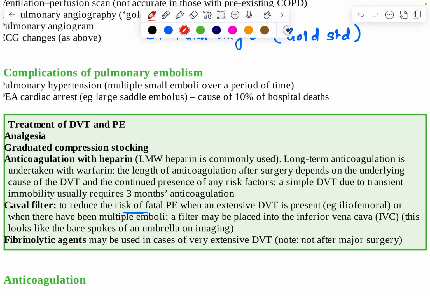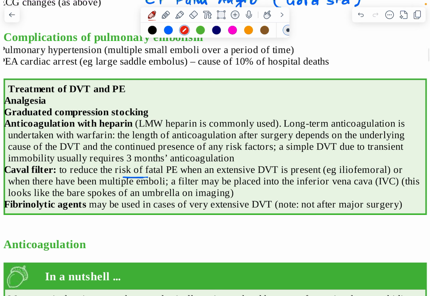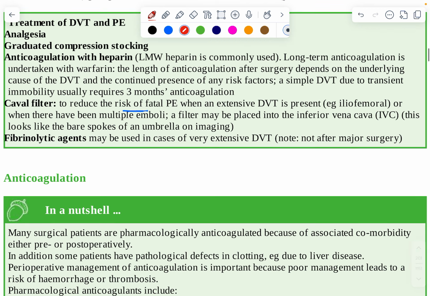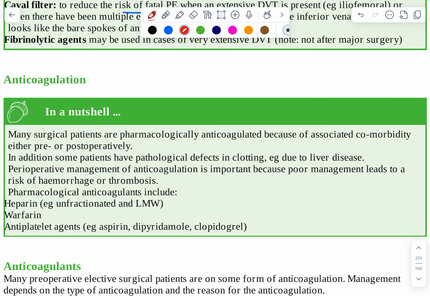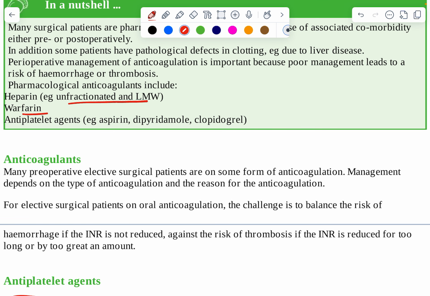Initial anticoagulation is with heparin. Long-term anticoagulation is then undertaken. The length of anticoagulation after surgery depends on the underlying cause of DVT and the continued presence of risk factors. Where there are recurrent emboli, you have to put in a caval filter; a fibrinolytic agent is used for very extensive DVT. Many surgical patients are on anticoagulation, and in addition some patients have a pathological defect in clotting due to disease. So the agents are unfractionated heparin, warfarin, and antiplatelets.